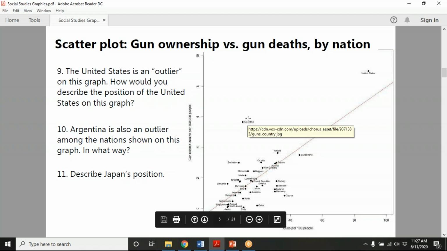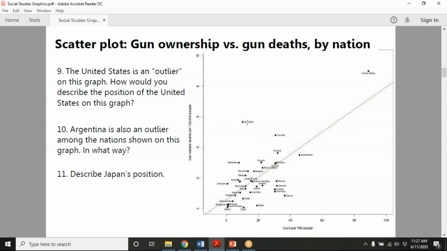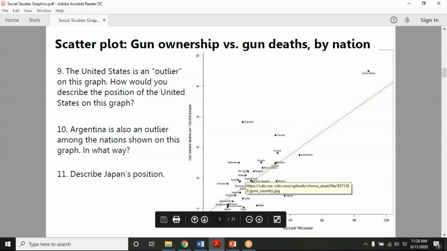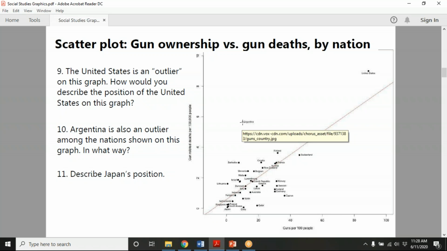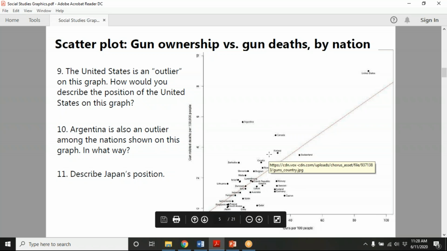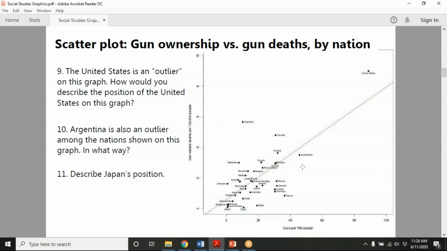Number 10, Argentina is also an outlier among the nations shown on this graph. Here's Argentina. In what way? What does this tell us about Argentina? I would say they have more gun deaths than guns. Yeah, they don't have many guns. If you go left to right, guns per 100 people, Argentina's right in the mix. Actually, they're on the lower side compared to all their friends. But gun deaths, they're way up there, second in the world here. So something's going on in Argentina. There are not that many guns, but there's a lot of gun deaths. So, you could draw some conclusions there.